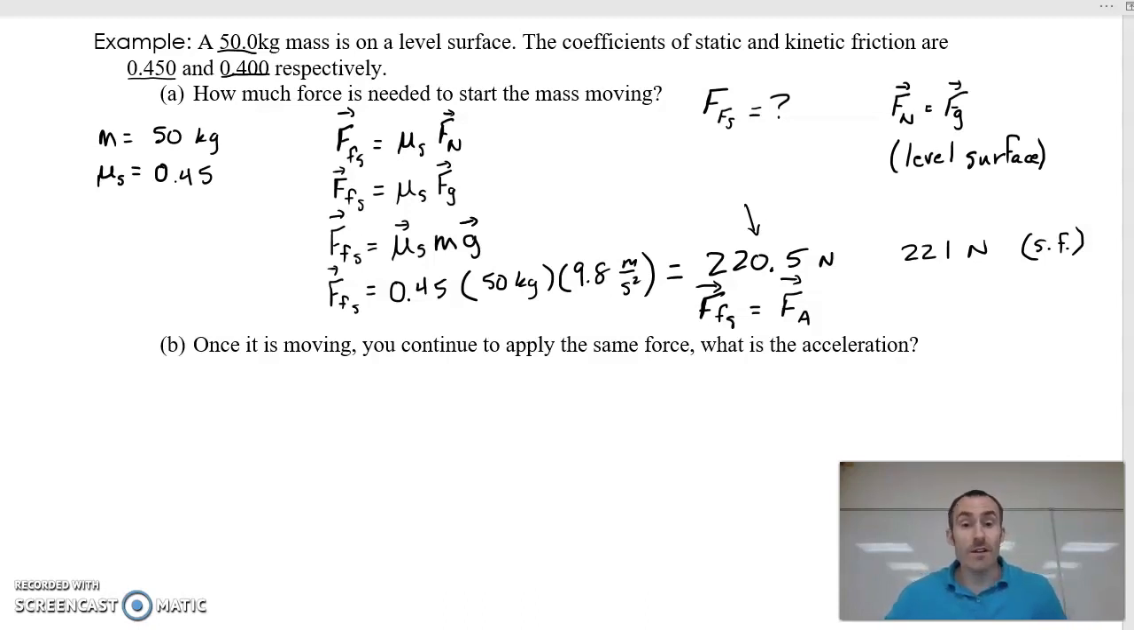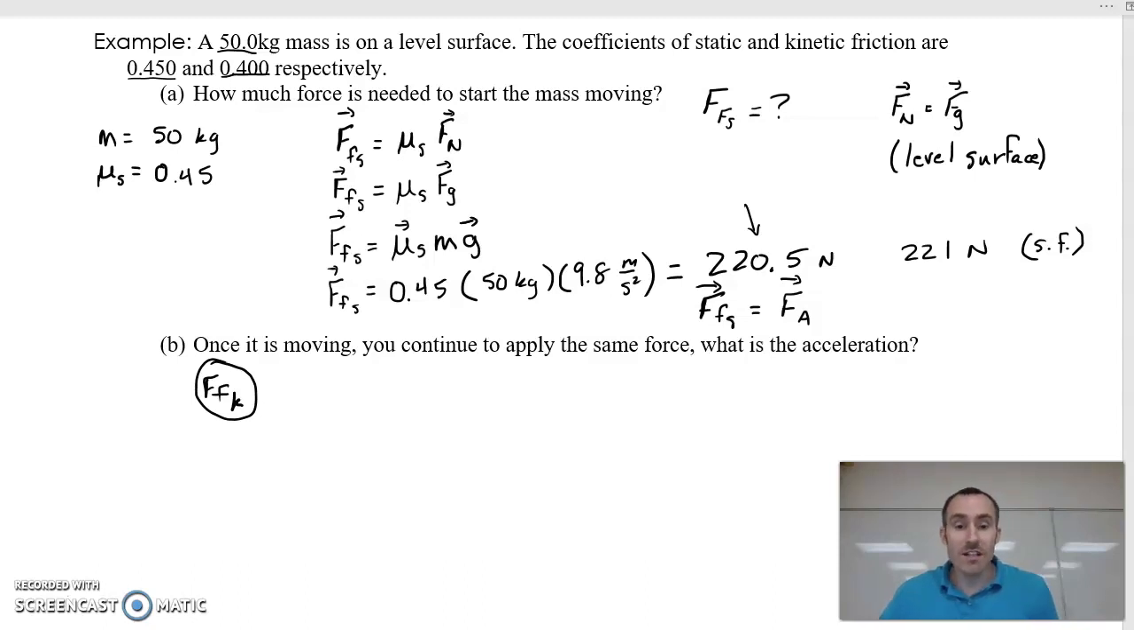So, what happens once it starts moving is that the coefficient of friction switches to kinetic friction instead of static friction. And so the amount of friction that's being applied to this mass has gone down from when it was not moving. Okay, and so what has changed is the force of friction is now kinetic instead of static. This is what is new.